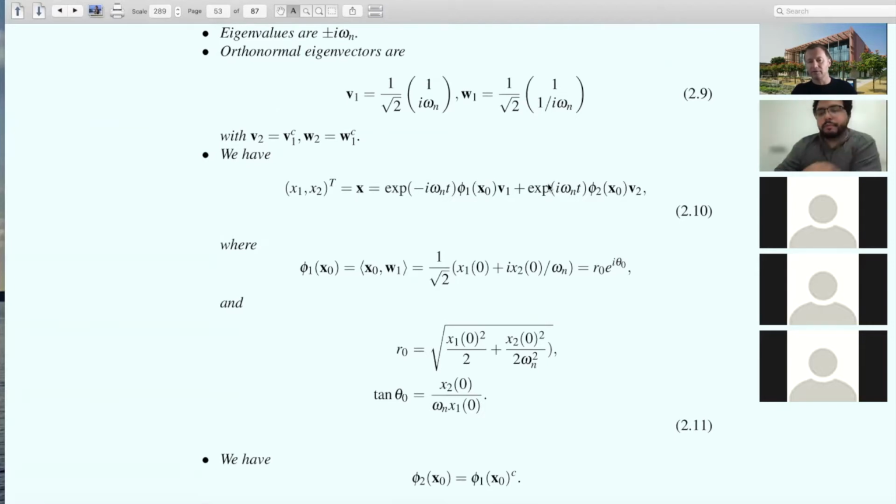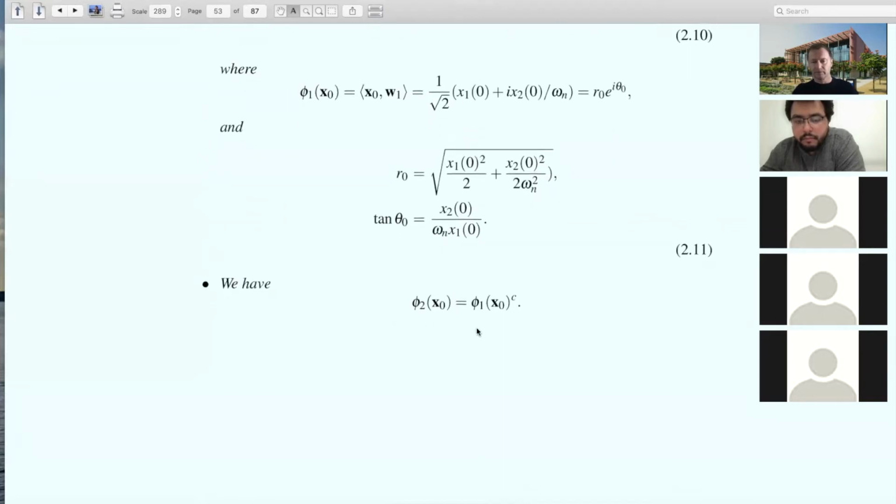And then in order for the right-hand side to be real, everything has to be the complex conjugate of this expression here. So there are two complex expressions. In order to produce a real number, they have to be complex conjugates of each other. So V2 is a complex conjugate of V1, minus I omega n is a complex conjugate of I omega n, and phi 2 is a complex conjugate of phi 1. So we have that expression.